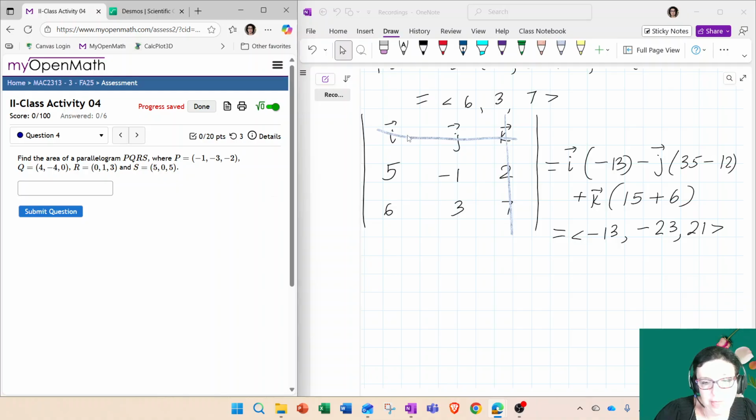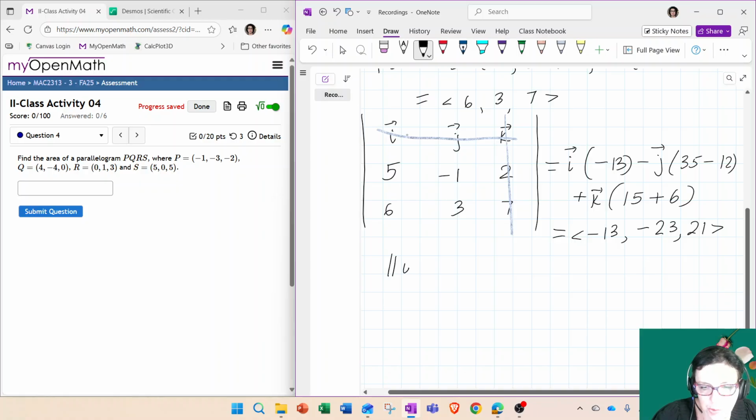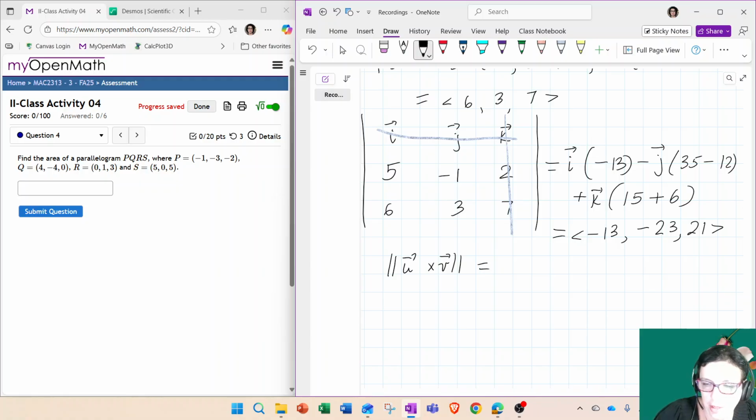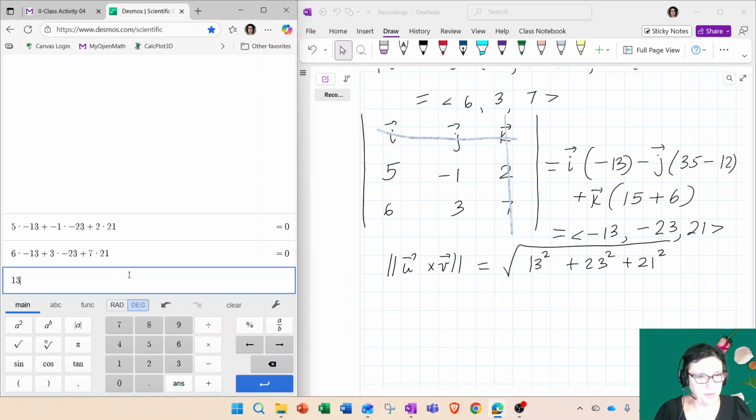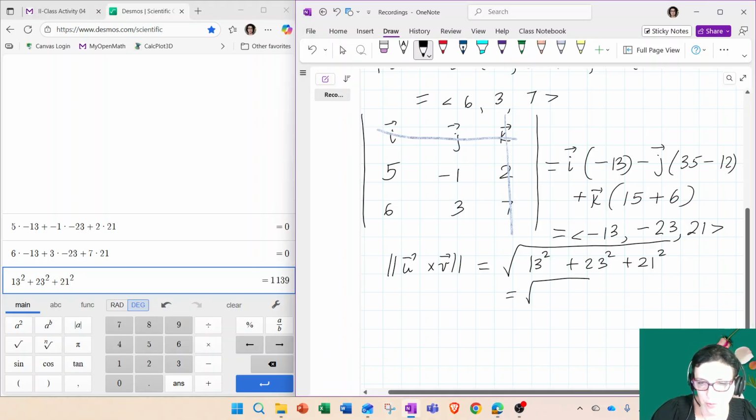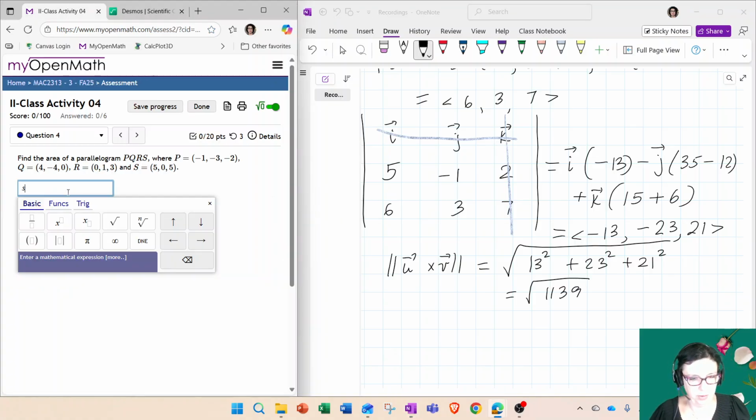All right, so the next step is just to find the magnitude of it. So when you find the magnitude of the cross product, that just means that we are going to square each component, add them up, and then take the square root of the answer. So I do not ever recommend including the negatives just because you might get into trouble with parentheses and everything. So don't do that. Okay, so I got some ugly number, square root of 1139. And that's what we want to put here. And let's check this out.